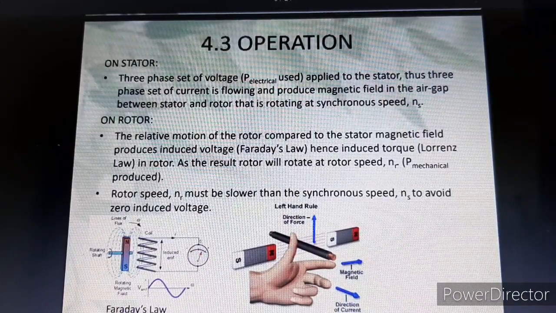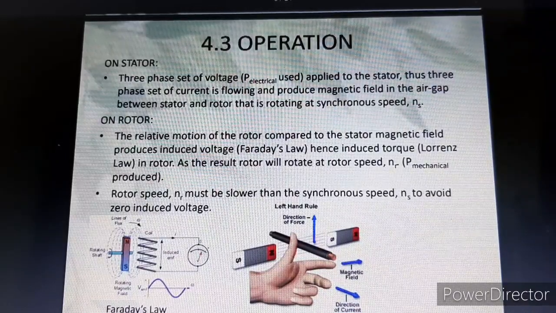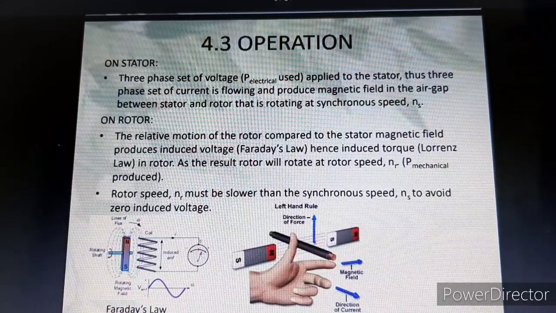Notice down there that the rotor speed, or the speed of your rotating rotor, must be slower than the synchronous speed to avoid zero induced voltage. So in other words, nr and ns must be different, and nr should be slower than ns.